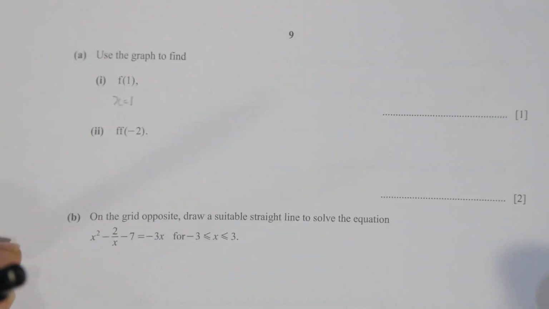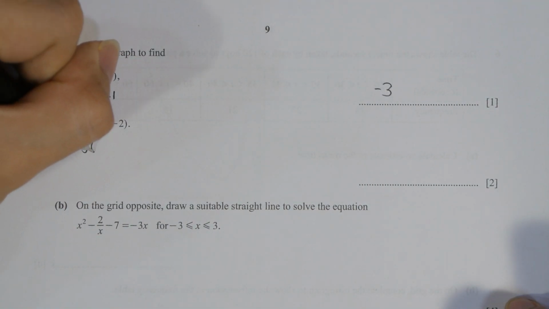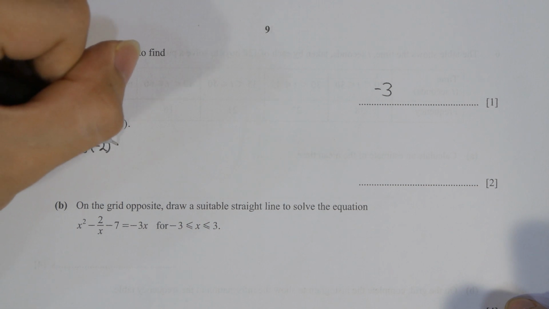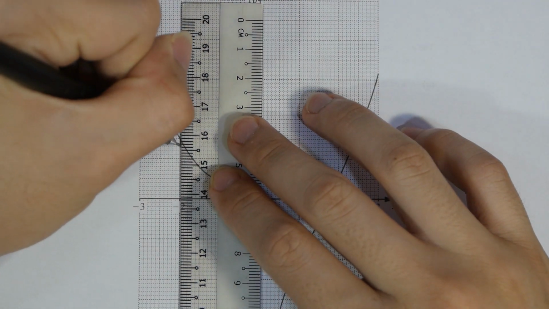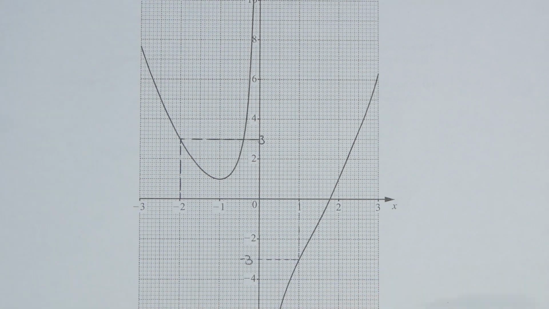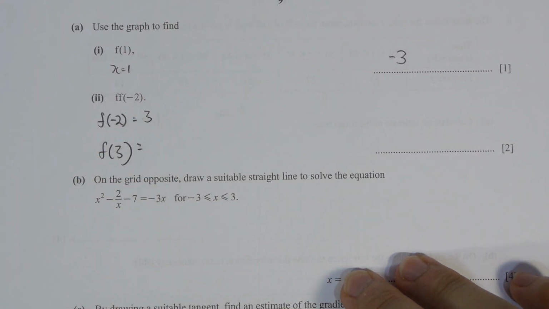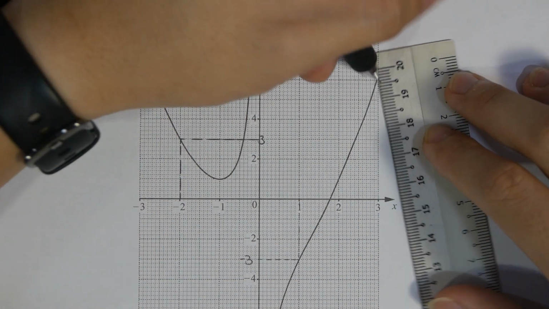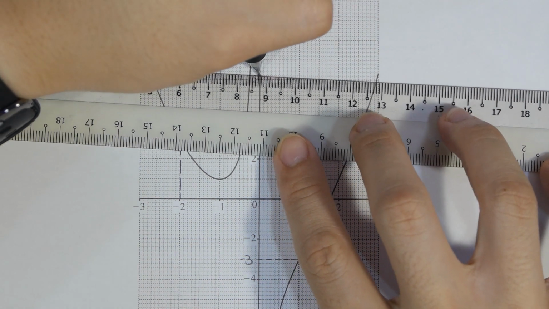Okay, for part 2, it's slightly complicated. First, you need to find the bracket that's inside first. So when x equals -2, your result will actually be 3. So substitute this 3 as your new x for the f. So when x equals 3, your result will actually be 6.2.